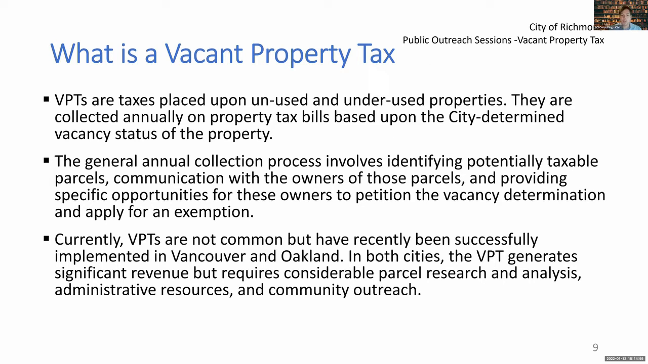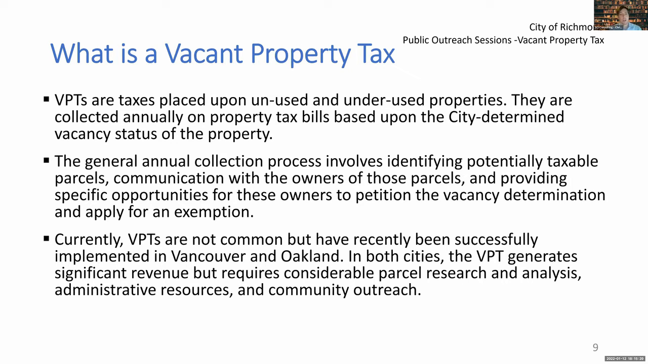The general collection process is an identification phase where the properties are researched and identified as being vacant or underused. Property owners would then be notified of the potential placement of the tax, as well as offered an opportunity to either dispute the tax placement or apply for an exemption.